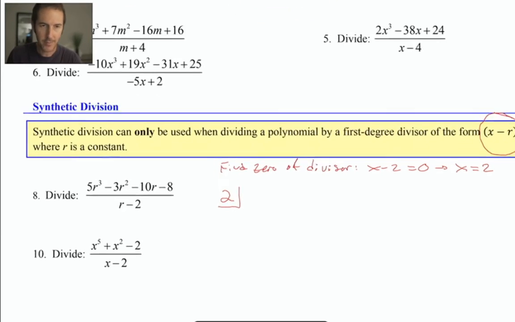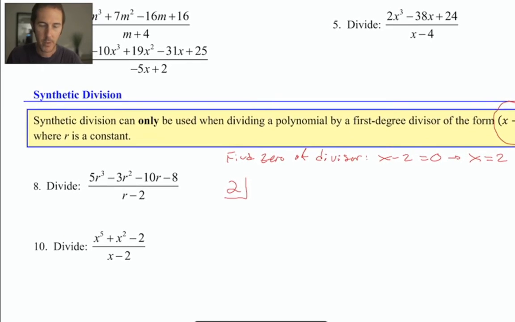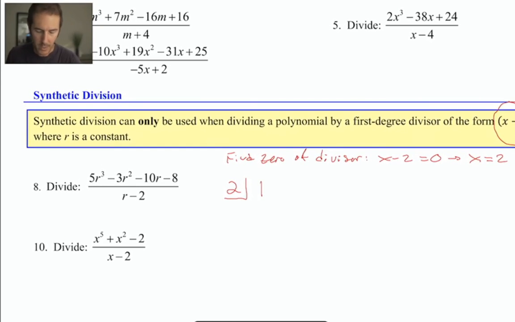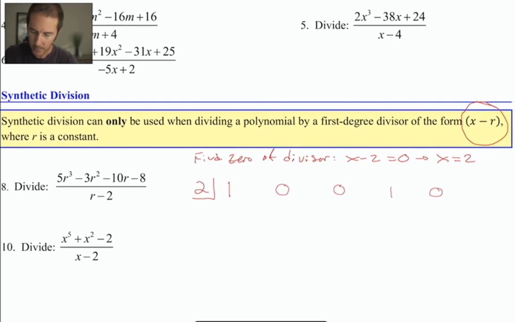How many x to the 5s do I have? I have 1 of them. How many x to the 4s do I have? 0. How many x to the 3rds do I have? 0. How many x squareds do I have? 1. How many x to the first powers do I have? 0. And what's my constant value? -2.